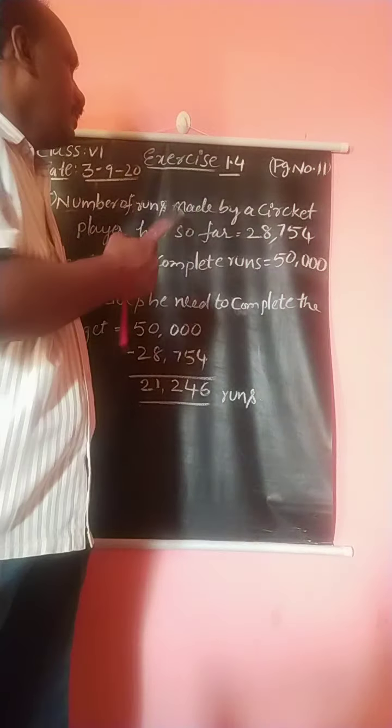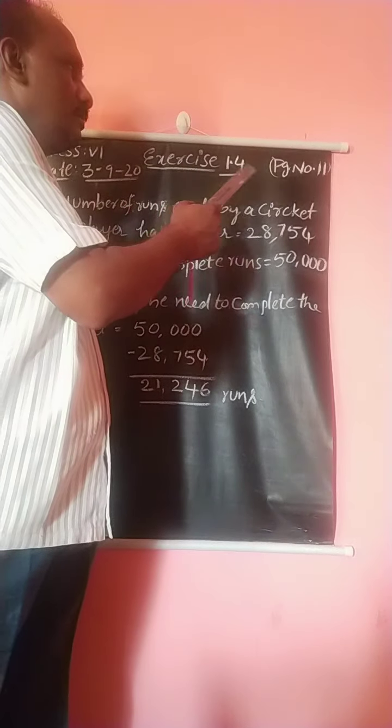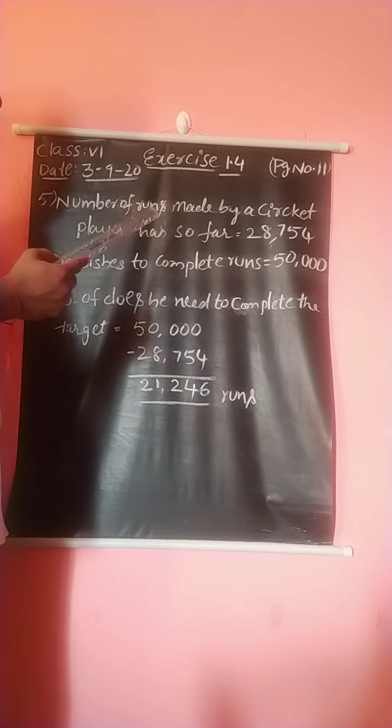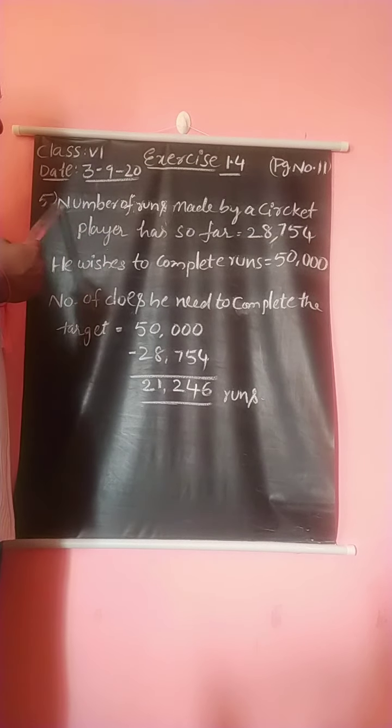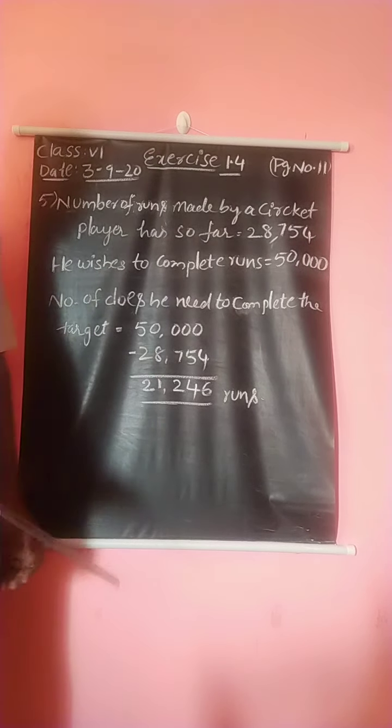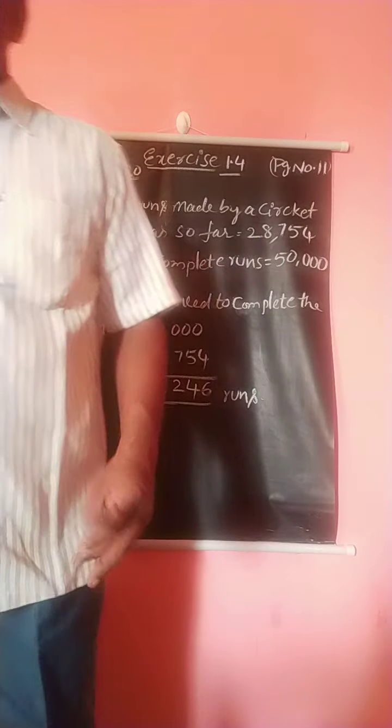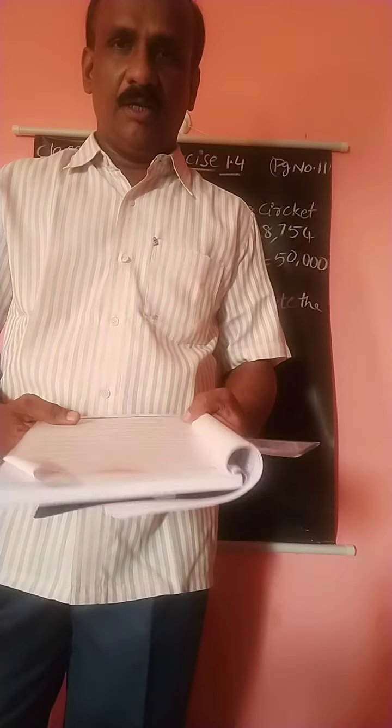Today, class exercise 1.4, page number 11. Yesterday we finished up to the 4th problem, 4 problems. Today, 5th onwards. Okay children, first let us see your textbook. What is given in the textbook?